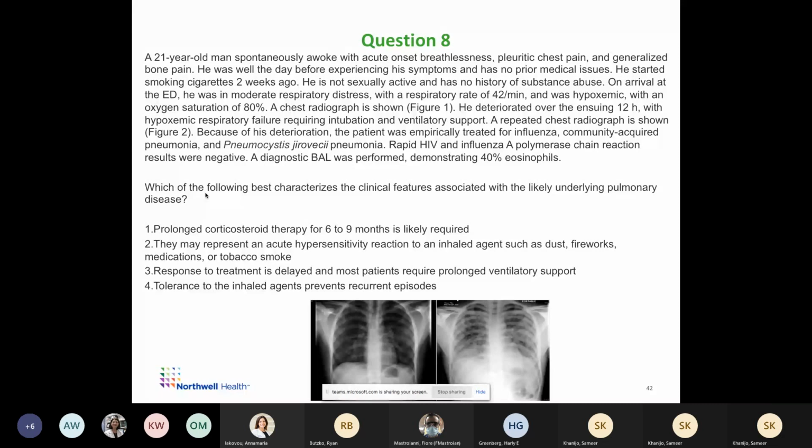Because of his deterioration, the patient was empirically treated for influenza, CAP, and pneumocystis pneumonia. Rapid HIV and influenza A PCRs were negative. A diagnostic BAL was performed demonstrating 40% eosinophils. Which of the following best describes the clinical features associated with the likely underlying pulmonary disease?